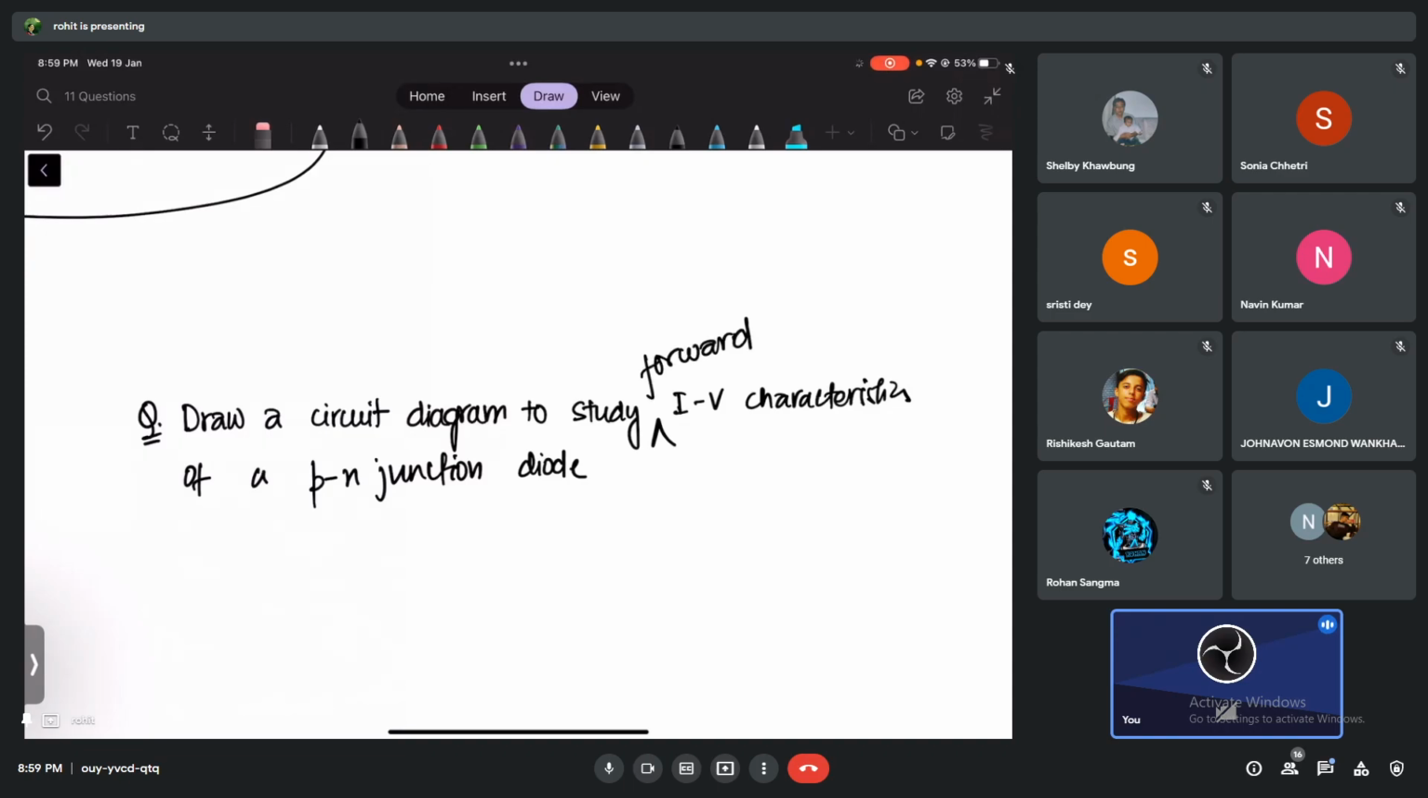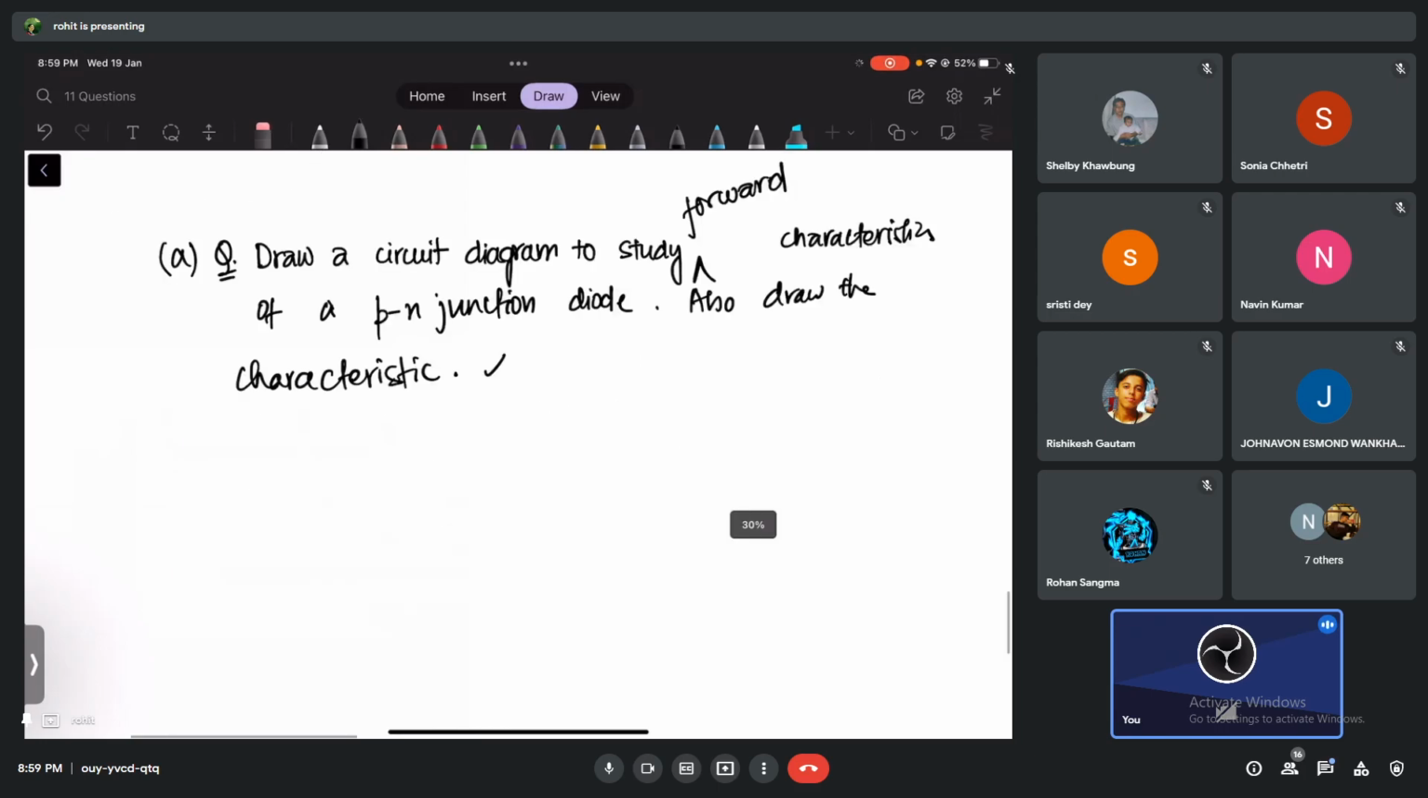You don't have to call it IV, just call it forward characteristics. Don't worry, you should be fine with the questions. Okay, check. For PN junction diode, this is number A. Also they'll ask you to draw the characteristics. Don't worry, this is very easy. You have already learned what this is.